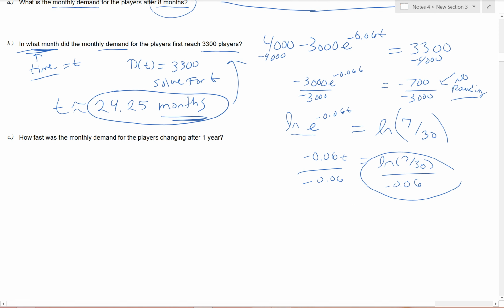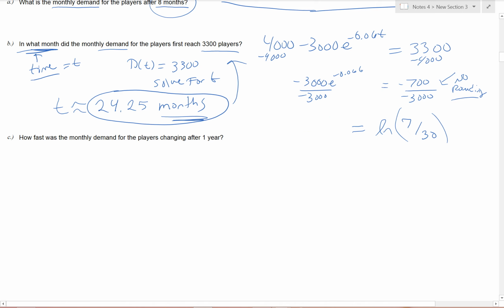Alright, part C. So I'm going to erase this over here. So part C is asking for how fast, which means a rate of change, right? How fast is a speed? So it's asking for how fast was the monthly demand changing after a year. Alright, so how fast means I want the derivative.